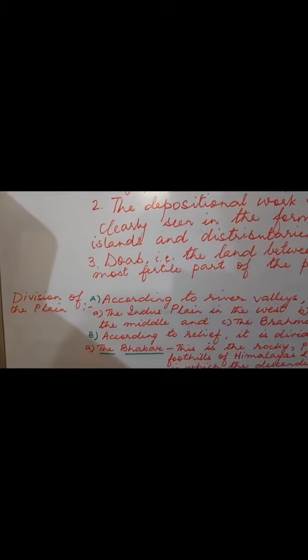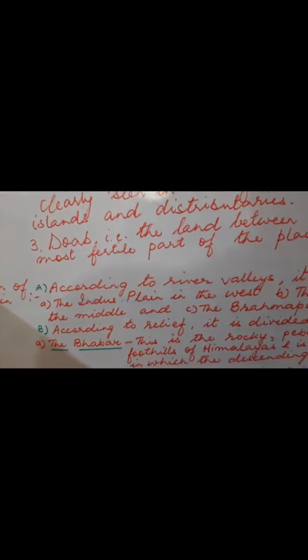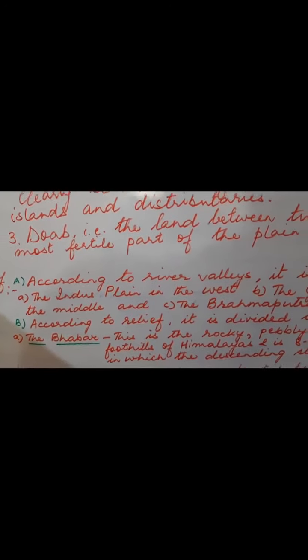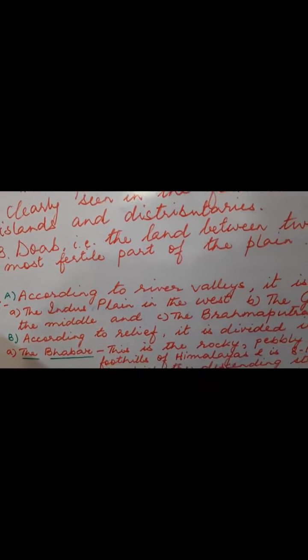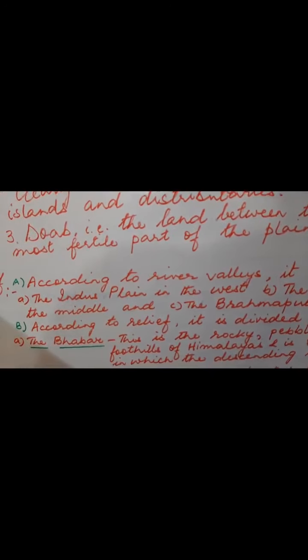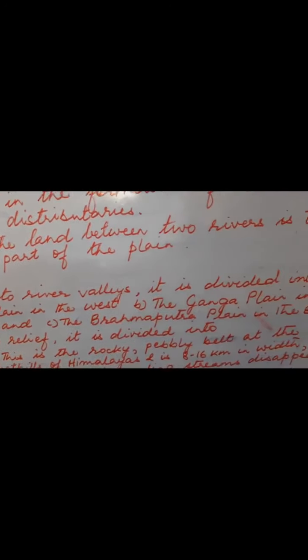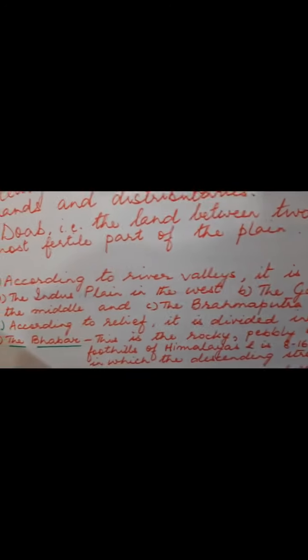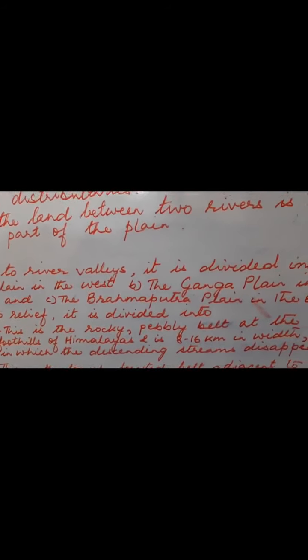Then division of the plain. Now division of the plain, we have two types of division. In the first one, it is according to river valleys. So according to river valleys, it is divided into the Indus plain in the west, the Ganga plain in the middle, and the Brahmaputra plain in the east.